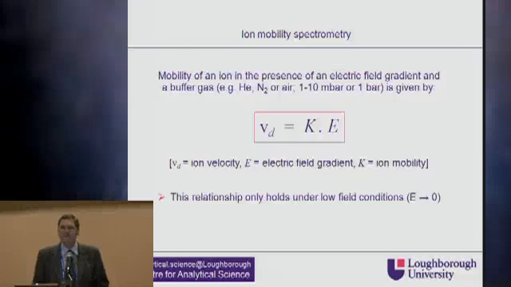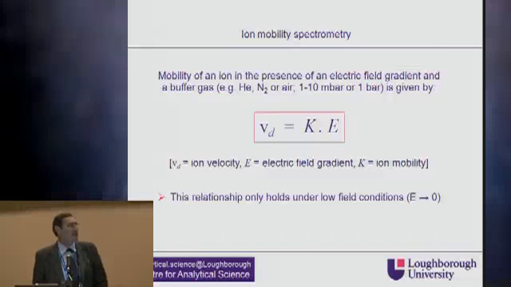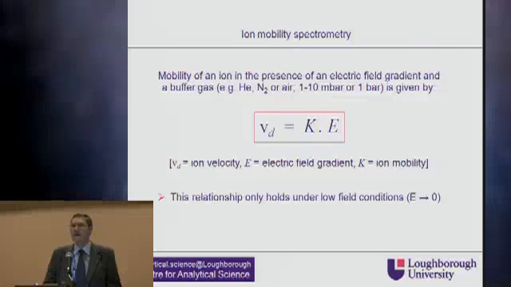Okay, so far this morning we've talked about drift tube techniques, and the critical thing about a drift tube technique is that if you take an ion and subject it to an electric field in the presence of a buffer gas, the ion is going to be accelerated by the electric field, and the velocity that it gains is proportional to the electric field E. So v is proportional to E, and the constant of proportionality K is called the ion mobility, and that's a fundamental constant at a particular buffer gas at a particular temperature.